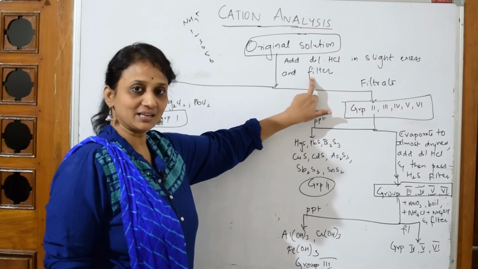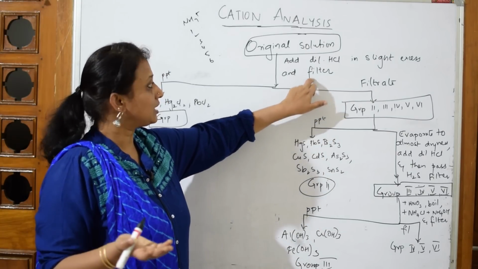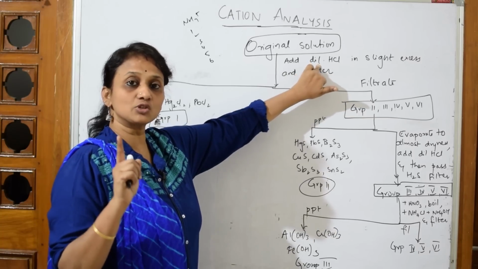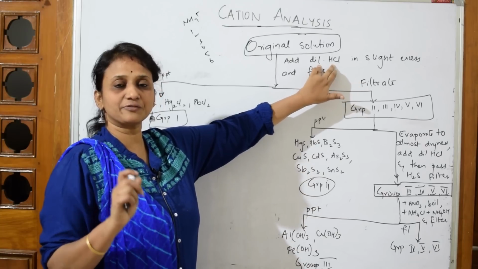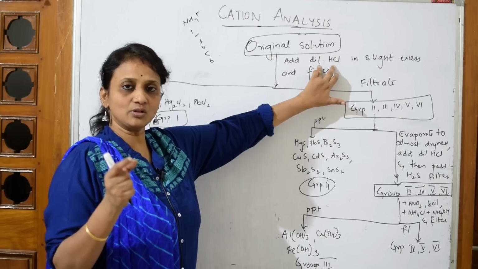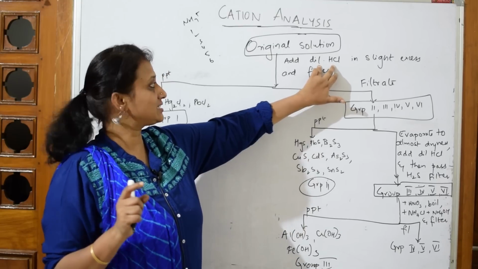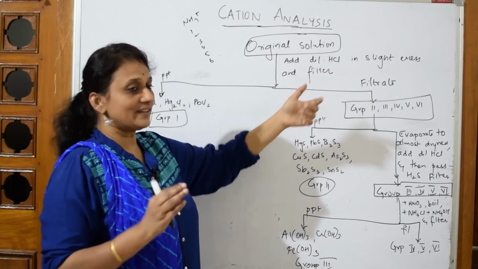First, I am going to take that, and I also told you what the precipitate or the residue or the filtrate is. To that, I am going to add the first group reagent, that is dilute HCl. So dilute HCl is the first viva question. It is the first group reagent. When I add dilute HCl to the original solution in slight excess, I'll be adding a little more with the dropper, and then I'll filter it.